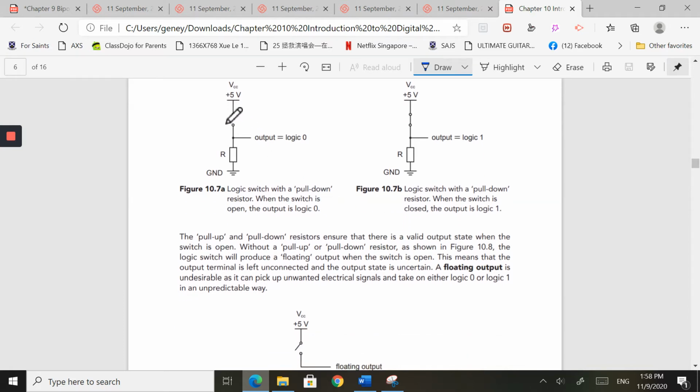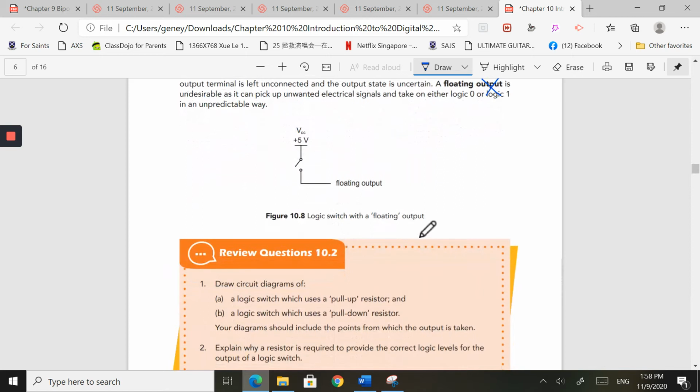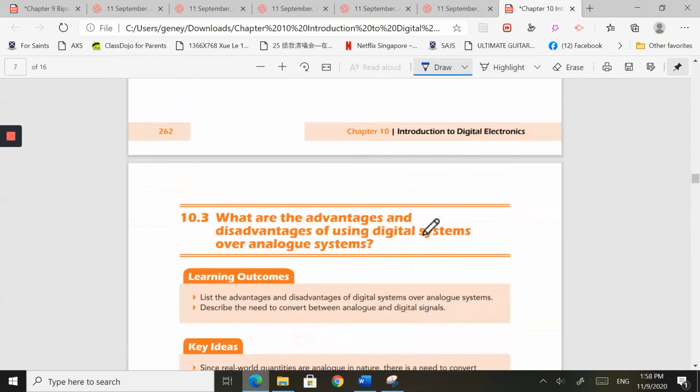And the whole reason why we have these pull up and pull down resistors is that we do not want a floating output. This is bad. If I do not have a resistor, this output might be floating. And when you do your projects, your circuit builds, this will mess up your inputs and outputs to your next subsystem. So this is not what we want. Always use a pull up or pull down resistor whenever you need to ensure you have a digital output or input.